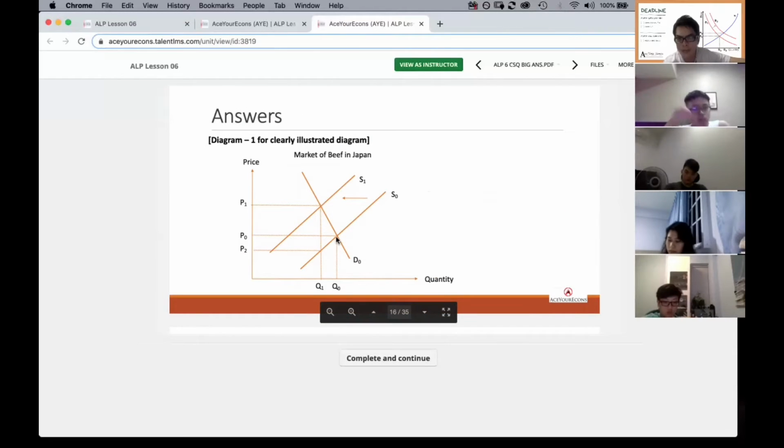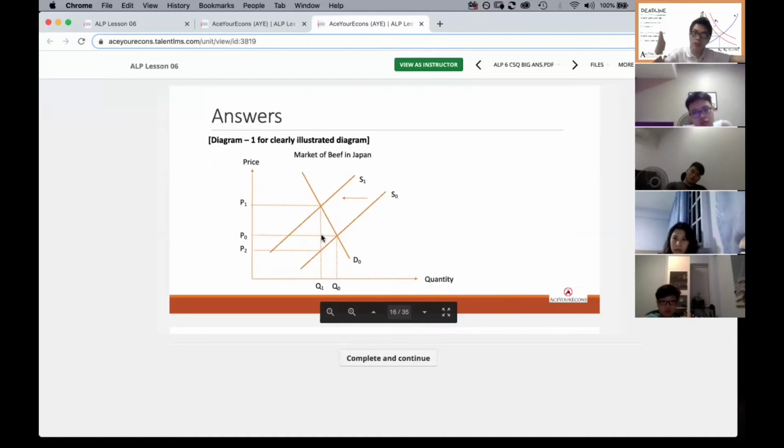Let's identify the tax burdens. Initially, consumers are paying P0. But now, as a result of the higher cost of production, they are paying P1. Whereas the producers are initially receiving P0, but now, as a result of the higher tax or cost of production, they receive P2. Notice P1 is what the consumer pays and P2 is what the producer receives, relative to P0.